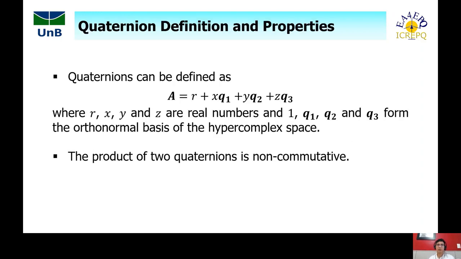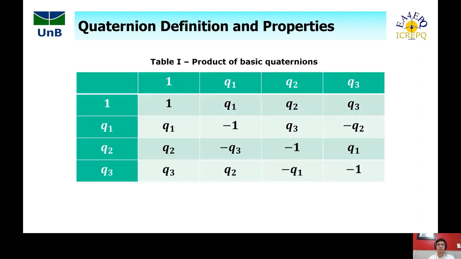Quaternions can be defined as described in this equation, where r, x, y, and z are real numbers, q1, q2, and q3 are basic quaternions, and these, along with 1, form the orthonormal basis of the hypercomplex space. The product of two quaternions is non-commutative. This table represents the product of basic quaternions. The product of q1 with q2, for example, is q3, but the product of q2 with q1 is minus q3. All the other combinations can be observed in the table.